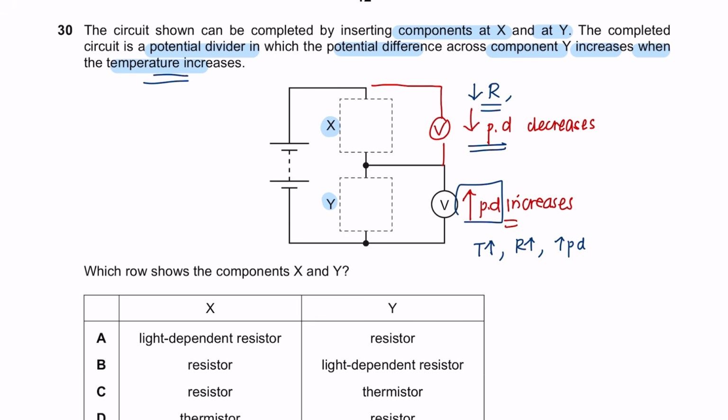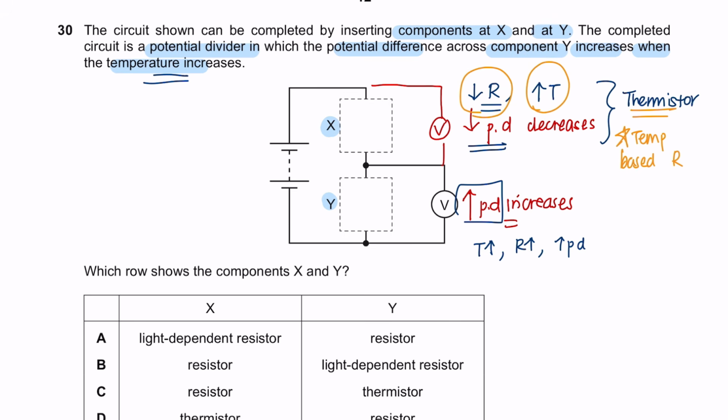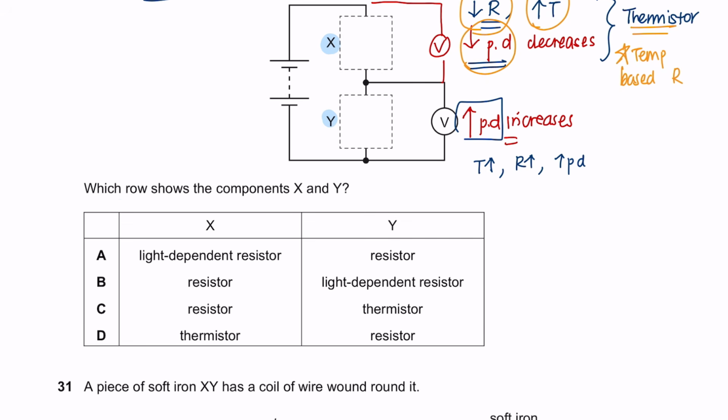So for the resistance to decrease, even though the temperature has increased, this means that the component X must be a thermistor. A thermistor is a temperature-based resistor. As its temperature increases, the resistance decreases, causing the potential difference to decrease. So which row shows the component X and Y? Component X here is a thermistor. The only option is D.